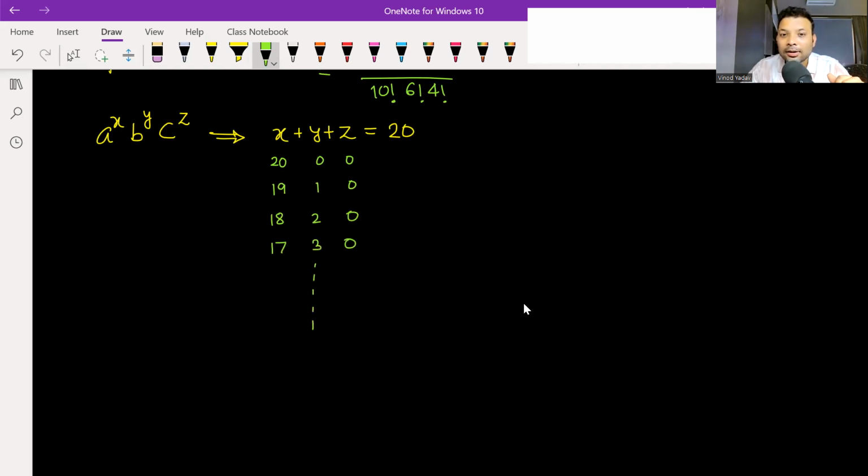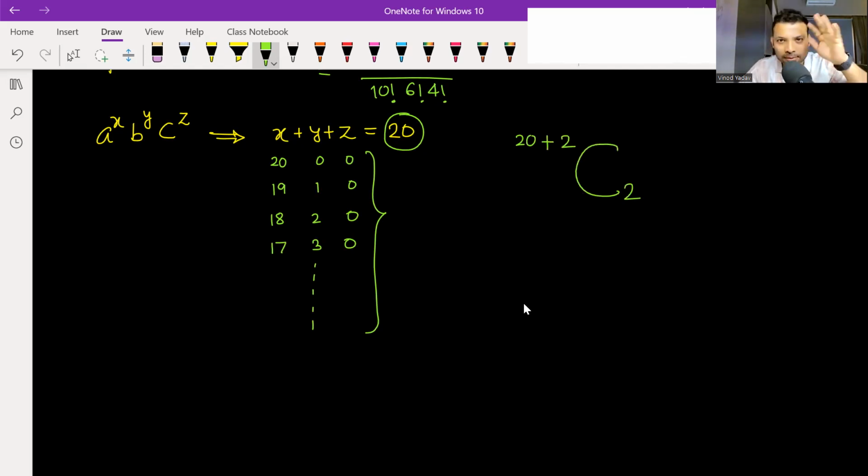Correct, friends. This is nothing but the total number of distributions in which there are 20 identical objects to be distributed into 3 groups X, Y, Z. So object plus partition, C partition. Remember, in permutation combination we had done it. Total number of ways of distributing 20 identical objects into 3 groups, identical objects into distinct groups. Partition method. Please revise that if you have forgotten.